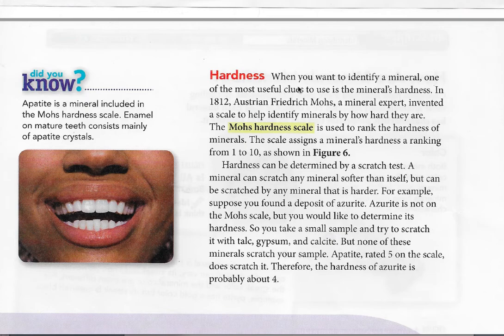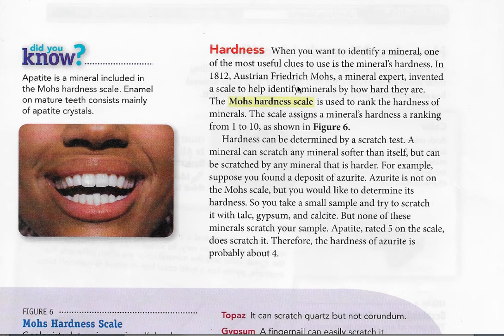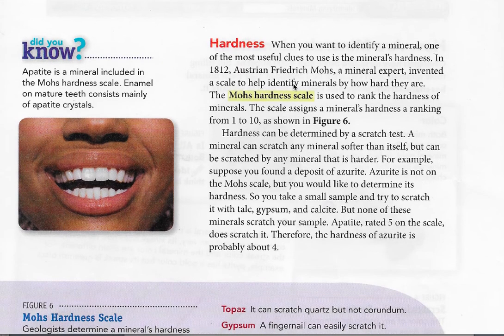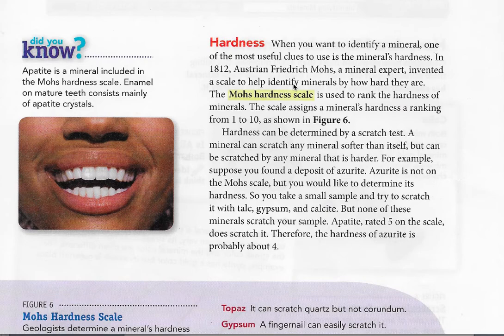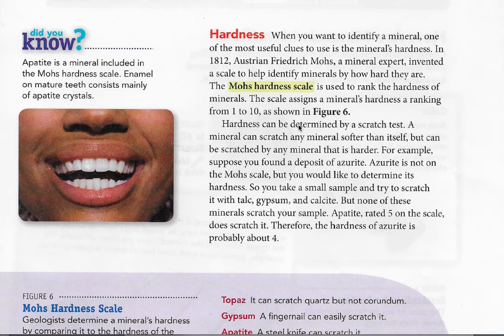When you want to identify a mineral, one of the most useful clues to use is a mineral's hardness. In 1812, Austrian Frederick Mohs, a mineral expert, invented a scale to help identify minerals by how hard they are. The Mohs hardness scale is used to rank the hardness of minerals. The scale assigns a mineral's hardness a ranking from 1 to 10, shown in Figure 6. Hardness can be determined by a scratch test. A mineral can scratch any mineral softer than itself, but can be scratched by any mineral that is harder.